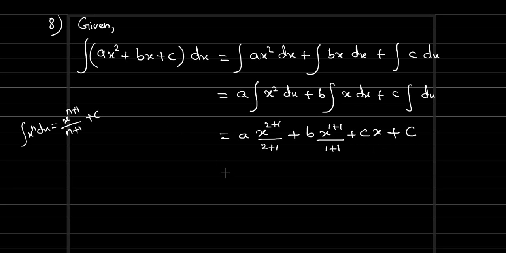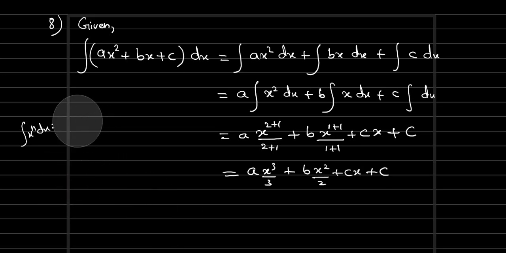Okay, so now we will simplify this. ax cube by 3 plus bx square by 2 plus cx plus c. That's all for this eighth sum. Next we can move on to the ninth one.